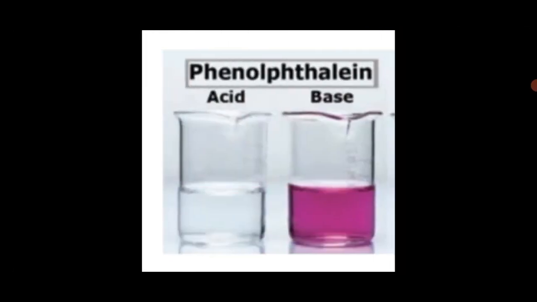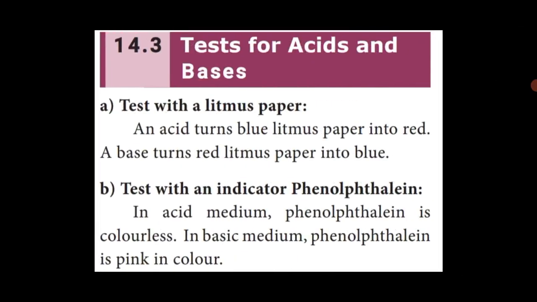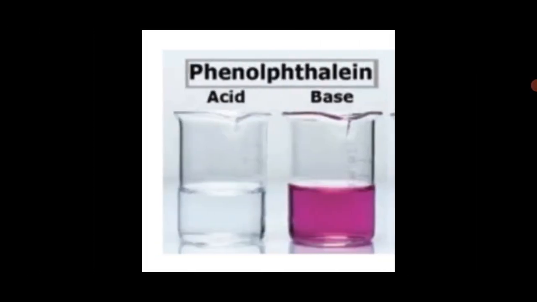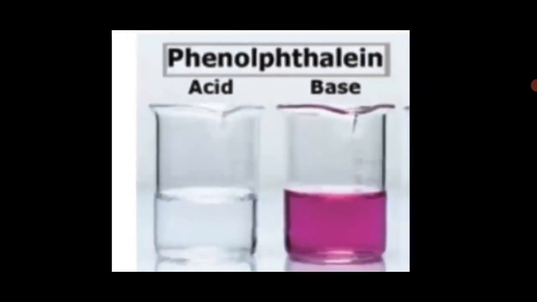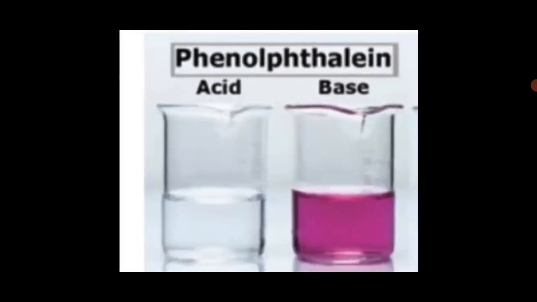The second test is the test with indicator phenolphthalein. In acid medium, phenolphthalein is colorless. In base medium, phenolphthalein is pink in color. See this picture. The first beaker contains acid, the second beaker contains base. Phenolphthalein is one of the indicators. This solution added to acid and base gives color changes. These color changes indicate whether the substance is acid or base.